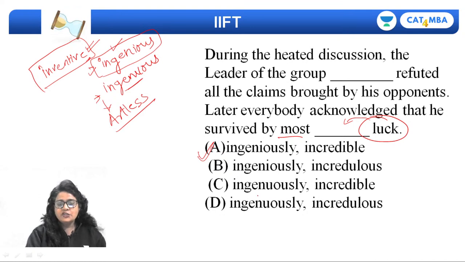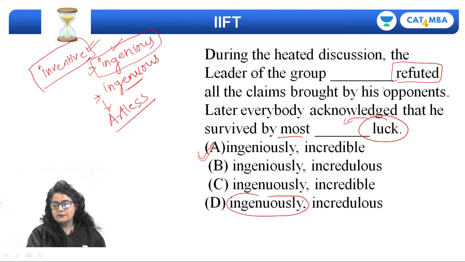No, Arjun, ingenuous is bholepan se. He actually refuted, rejected. Refute is to reject. Jawab nahi diya usne. He possibly, you know, artlessly he replied. Very honestly he replied, no. But he actually refuted all the claims brought by his opponents. So B is not the answer.